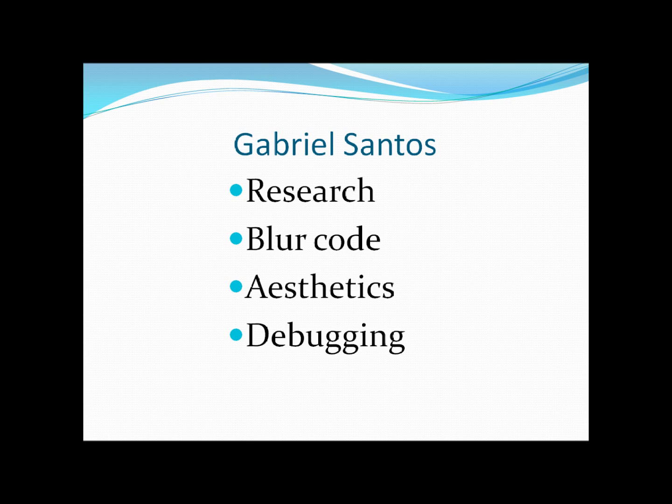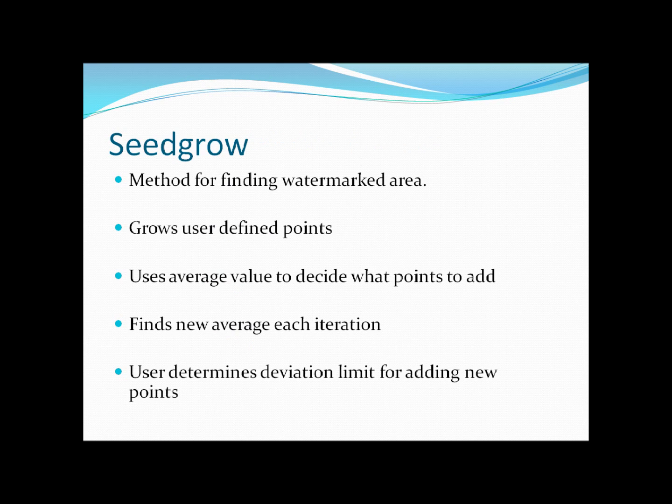Right. So along with all the research I did as well, the blur code is the third attack method that pretty much smoothens out the final touches of the image that are pixelated. And the pixelation is caused by the first two attack methods. It's optional. And then I also took care of the aesthetics as well as the debugging of the program, meaning I made it as user-friendly as possible.